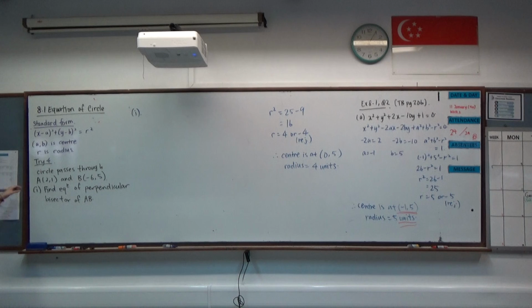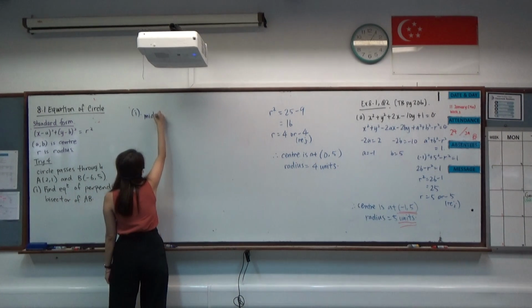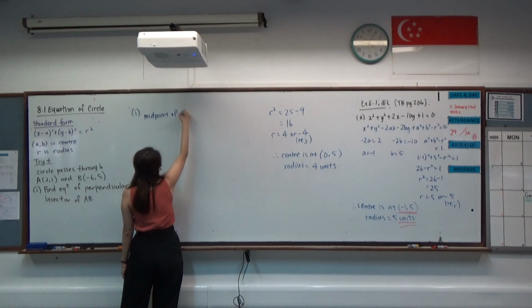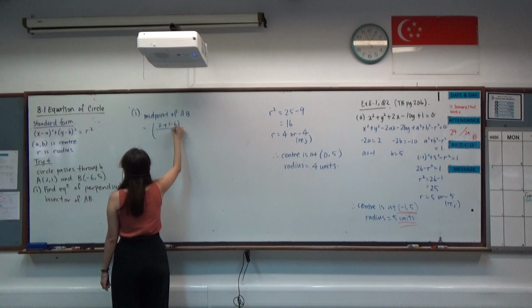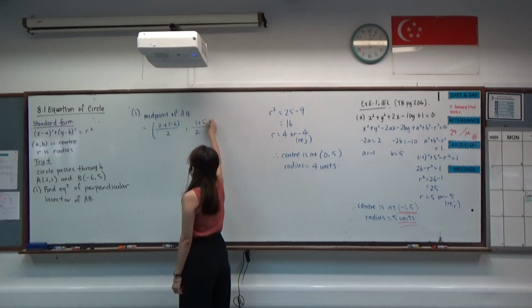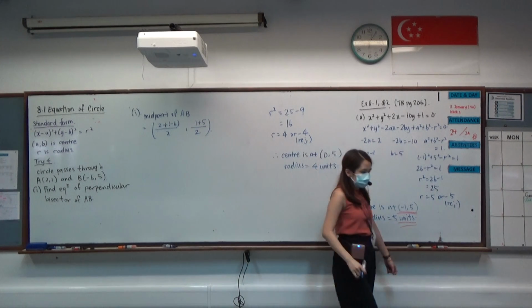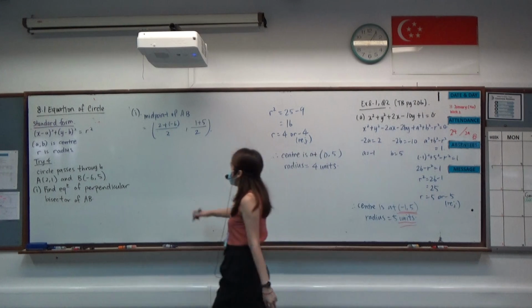To find the midpoint, we have a formula for it. So the midpoint of AB will be (2 plus -6) divided by 2, and the y coordinate plus y coordinate divided by 2. That would give us (-2, 3).